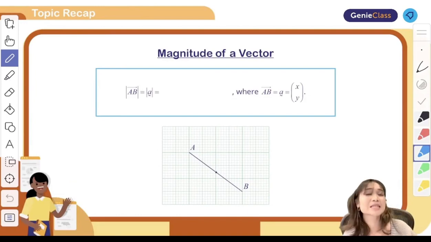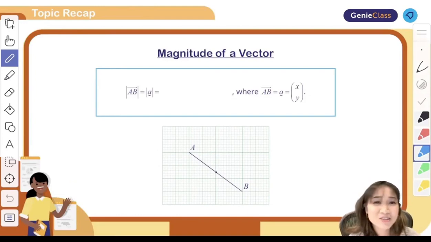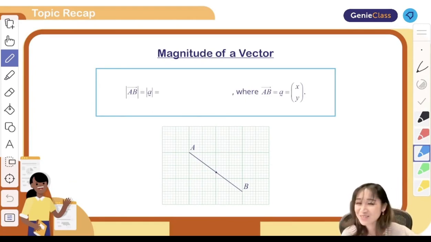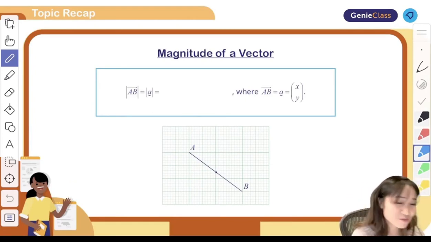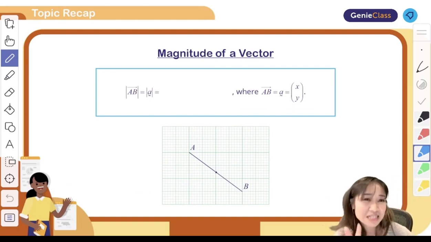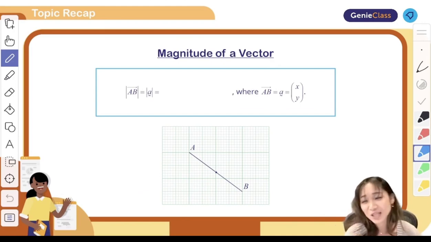Next part, magnitude of a vector. So immediately we're moving on to vectors already. Yes, next is everyone's favorite chapter, vectors, right? See, everyone loves vectors. All the seniors, every year, all the students I teach, they love vectors so much.